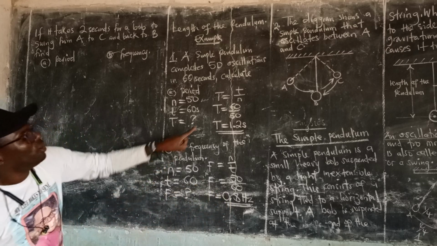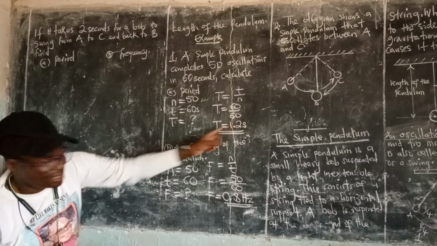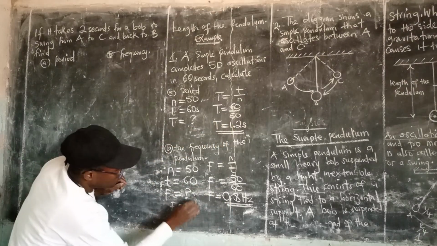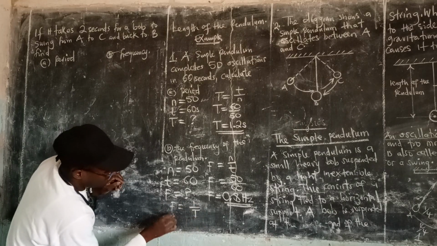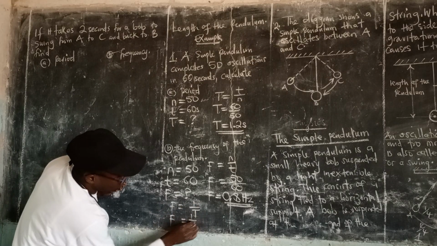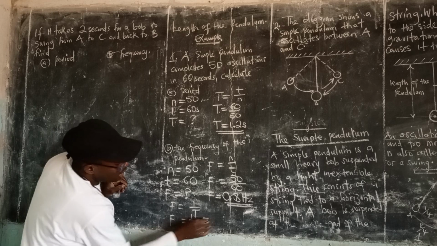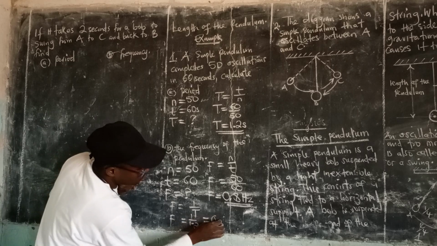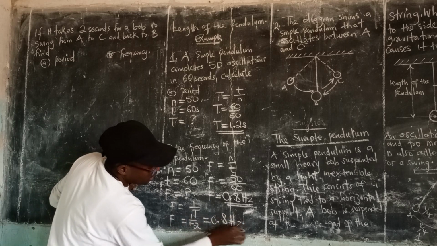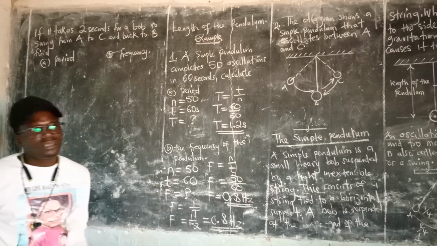If you don't want that, we already found the period. So it's simple. f is equal to 1 over the period, which means f is equal to 1 divided by 1.2. And what is 1 divided by 1.2? 0.8 hertz. Yes, simple. It's the same.